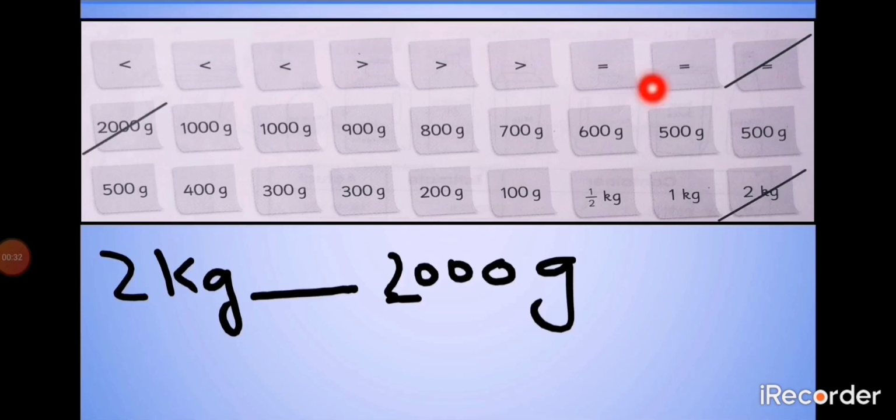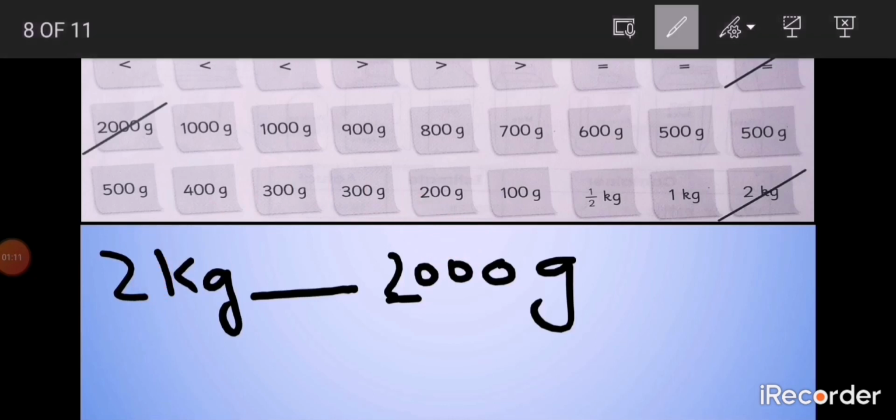So which sign will we put here? They have used the is equal to sign. First you will tell me, is 2 kg equal to 2000 gram, or is 2 kg greater than 2000 gram, or is 2 kg less than 2000 gram? In 1 kg there are 1000 grams. So in 2 kg there are exactly 2000 grams. So 2 kg and 2000 gram are the same measures, and we can say they both are equal. In kilograms, this is 2 kg, this is 2 kg. In grams, this is 2000 grams, this is also 2000 grams. So we will put the is equal to sign there.